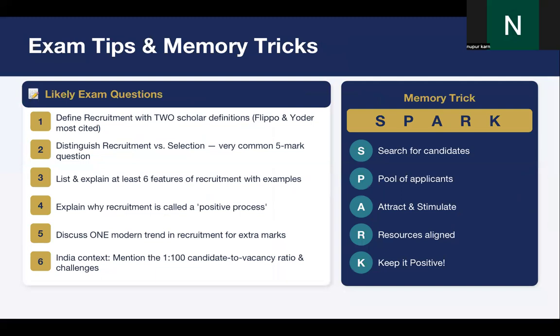So this is for your exam purpose. What could be asked from this portion? Define recruitment with two scholar definitions that I have already discussed. Distinguish between recruitment versus selection. In the next lecture, we are going to discuss what is recruitment, what is selection, and what is the difference between these two. So this could be asked for 5 mark questions. List and explain at least 6 features of recruitment. I have already discussed why recruitment is called a positive process. Discuss one modern trend in recruitment. So these all are the questions that can be asked for exam purposes.